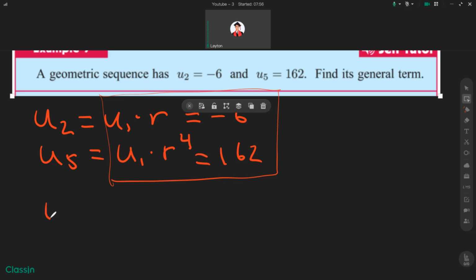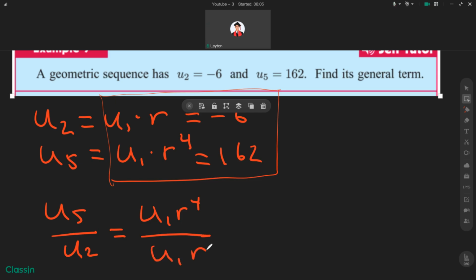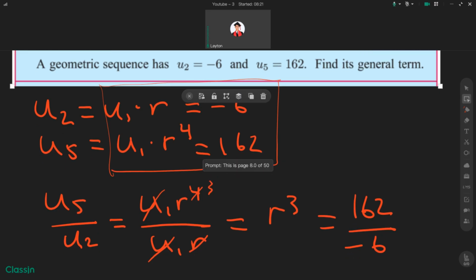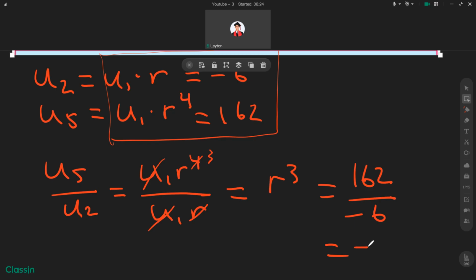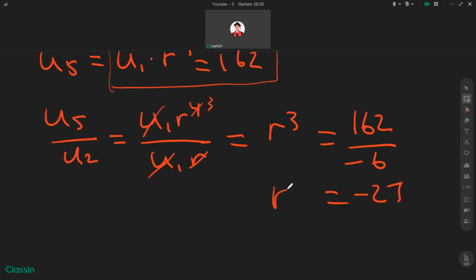So U5 we can put on the top divided by U2 would equal to U1 R to the 4th power over U1 R, which is equal to R cubed, because the U1s cancel out and the R cancels out with the 4. And that's equal to 162 divided by minus 6, which actually becomes minus 27. So R is minus 3.